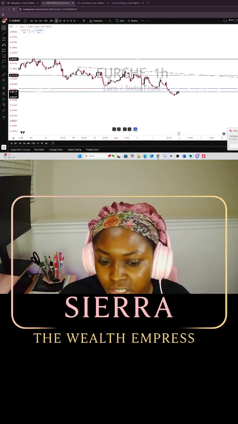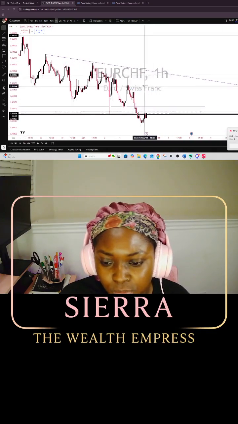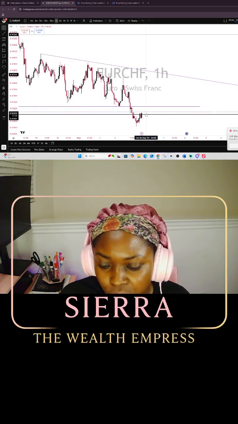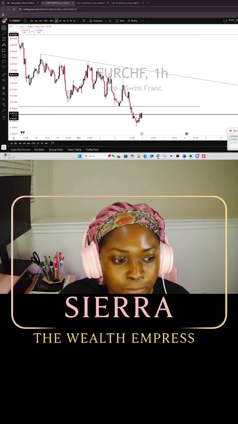All right, Euro CHF might have a possible CRT move. You see, price came out of the range. Now it's trying to come back in the range. All right, wait on a break of structure with a fair value gap, and then take it up here to 50%.